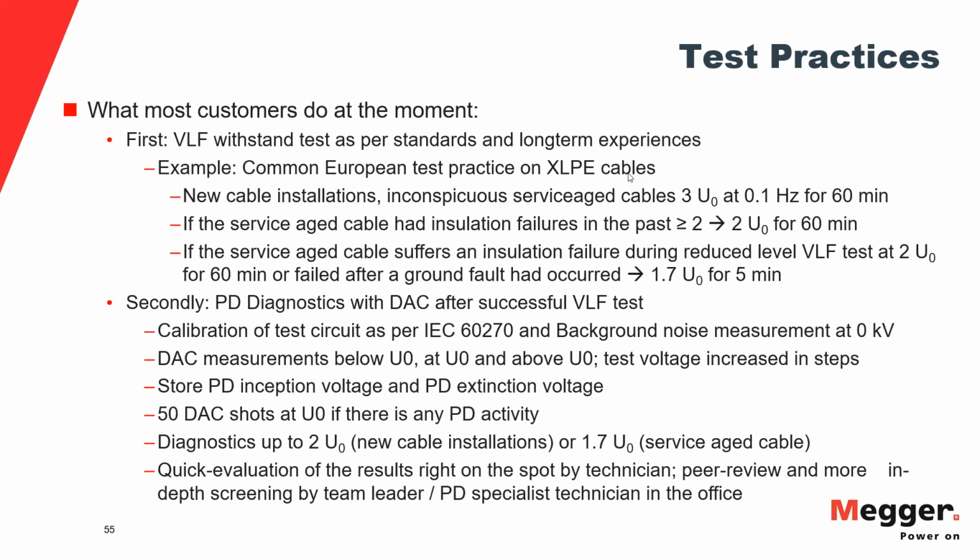They say, oh, it failed the reduced voltage test. The 1.7 is the ground fault value. If you have a three-phase system and one phase fails, then the voltage is elevated to 1.7, so the cable insulation would see 1.7 times. They just test for this, so that in case of a ground fault, it's not going to fail immediately. That's their strategy for service-aged cables.